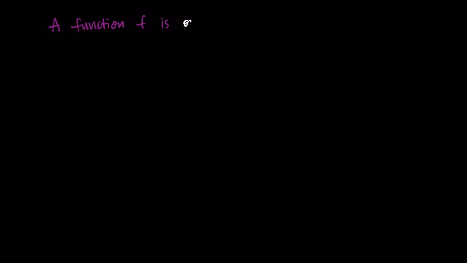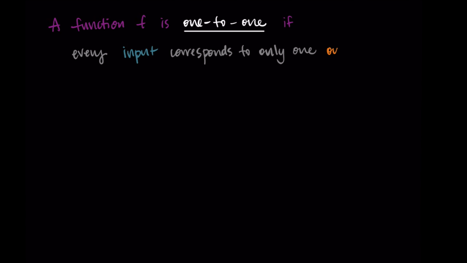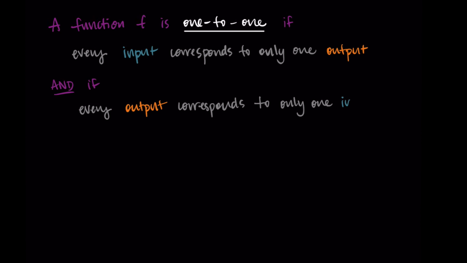So we give this concept a name. Specifically, we say that a function f is 1-to-1 if every input corresponds to only one output, and if every output corresponds to only one input. So it's 1-to-1 in that input is one output, output is one input.